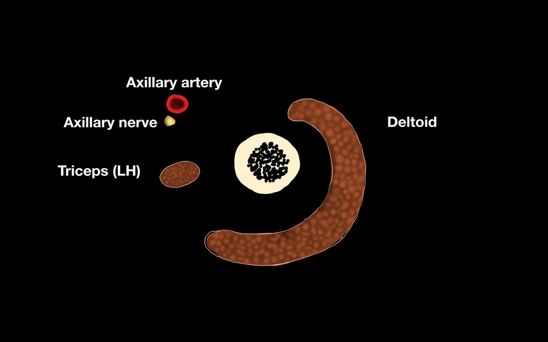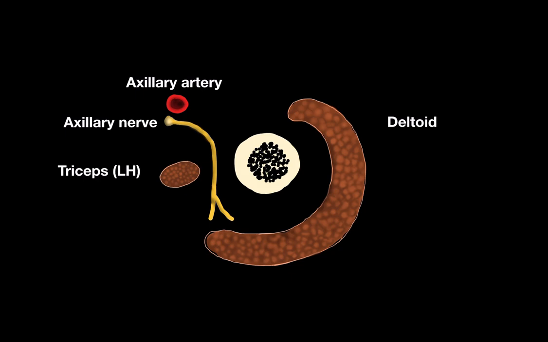Now this is the triceps, long head of triceps. So this space between the triceps and the humerus, the surgical neck of humerus, will be the quadrangular space. So the axillary nerve will go to the shoulder area through the quadrangular space. Then within the quadrangular space, it divides into two divisions, an anterior and a posterior division.